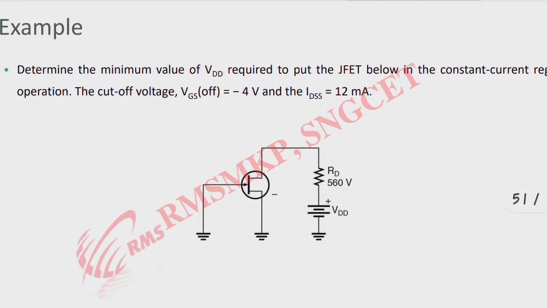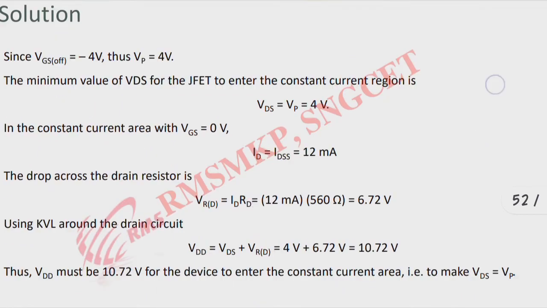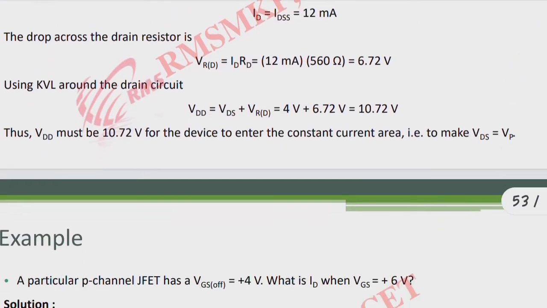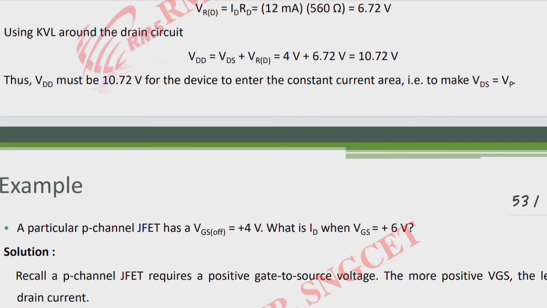Example, you will do it. Determine the minimum value of VDD required to put the JFET below in the constant current region of operation. The cutoff voltage VGS(off) is equal to minus 4 volt and IDSS is equal to 12 milliampere. The answer is VDD equal to 10.72 and VRD is 6.72.